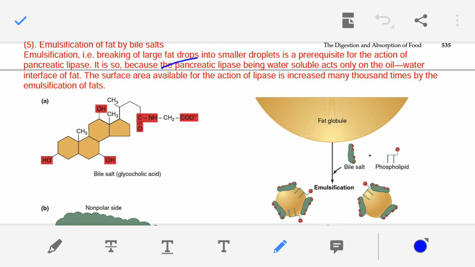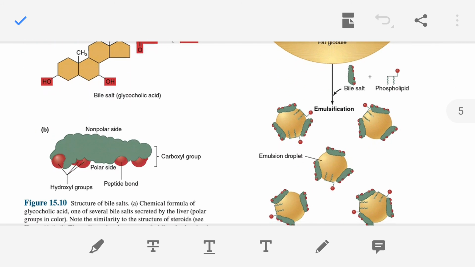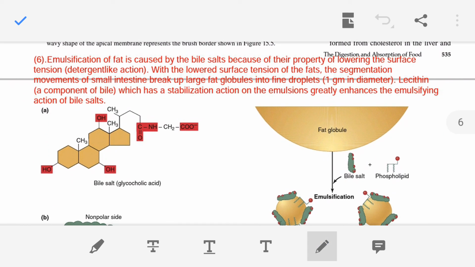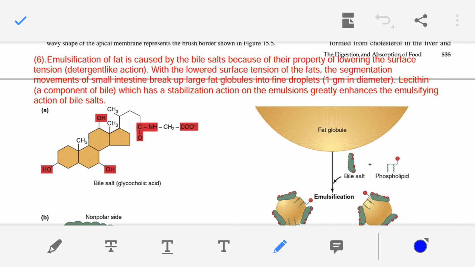So the action of pancreatic lipase prefers the oil water interface of fat, and with this interface the surface area increases for the action of lipase, and this surface area increases 1000 times. The mechanism for increasing the surface area is known as the emulsification of fats. Now what happens in emulsification of fat? Which is the factor responsible for the emulsification of fat? So the bile salts are responsible for the emulsification of fat.